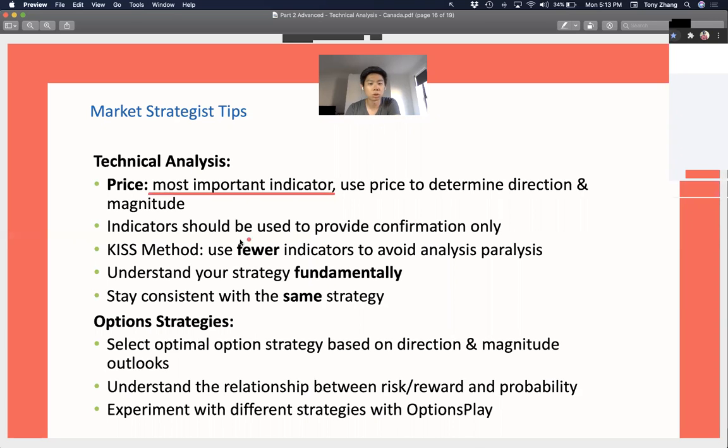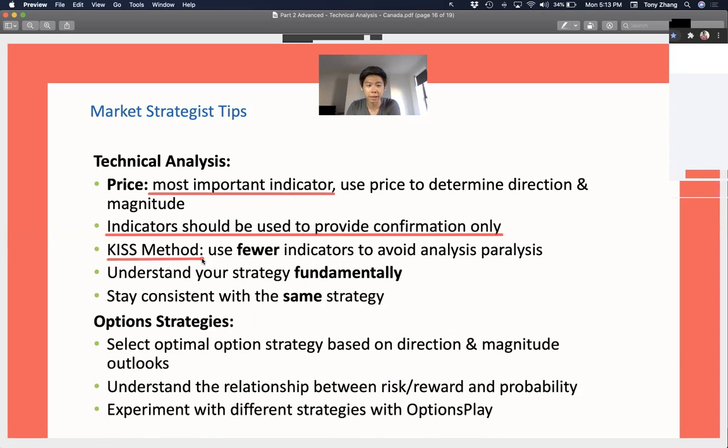Second of all, indicators should, again, I already said this, indicators should only be used as confirmation. You should never be buying a stock just because an indicator fired off a buy signal. You should always first look at the stock itself, believe that you like the stock, believe that you like the price chart, then use an indicator to confirm your views.